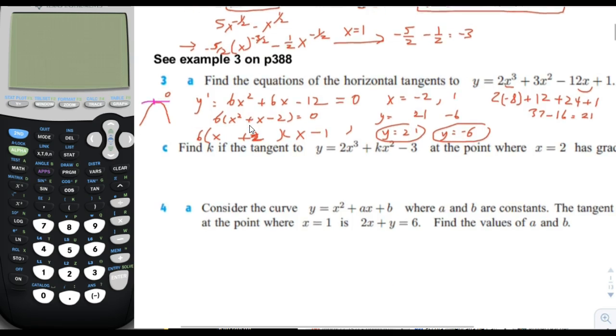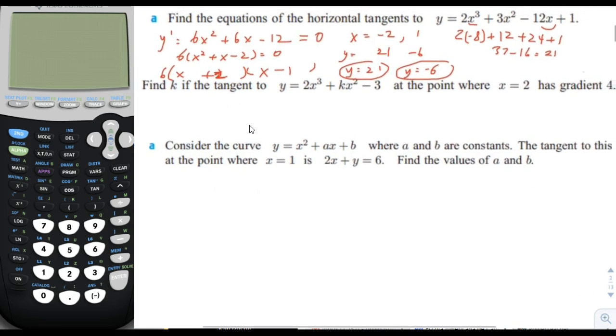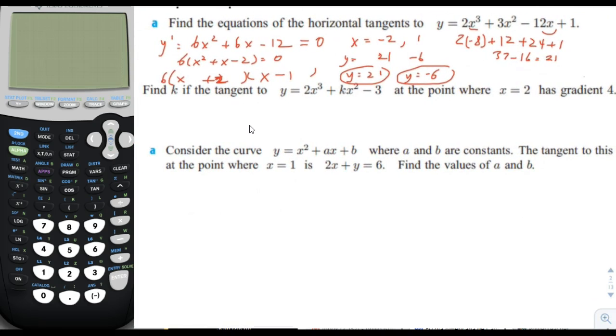Okay? C. Find k if the tangent to y equals 2x cubed plus kx squared minus 3 at the point where x equals 2 has gradient 4. Okay, so let's see. Basically we need to do the same thing. We need to find the gradient function, or the derivative, which is 6x squared plus 2kx minus 3, derivative of minus 3 is 0.